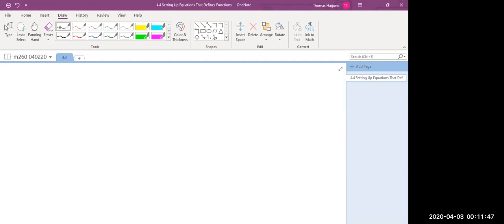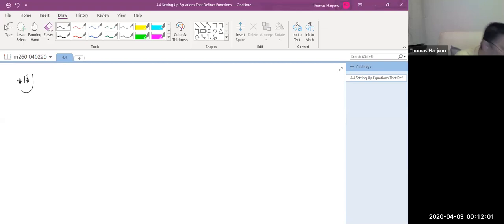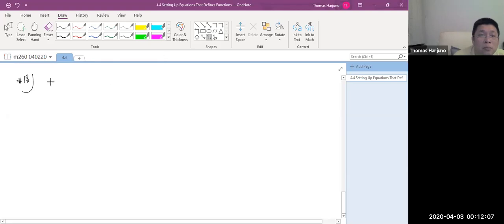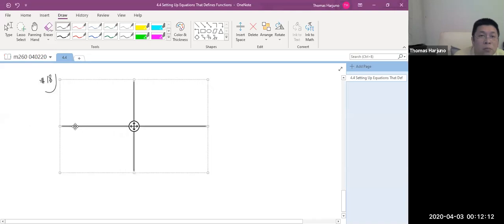Number 18. Let's see, number 18. The base of a rectangle lies on the x-axis, while, okay, so let me get the coordinate system. And then the base of a rectangle lies on the x-axis, while the upper two vertices lie on the parabola y equals 10 minus x squared.